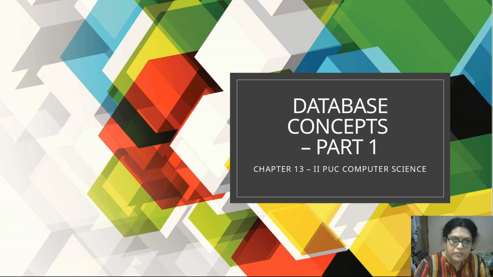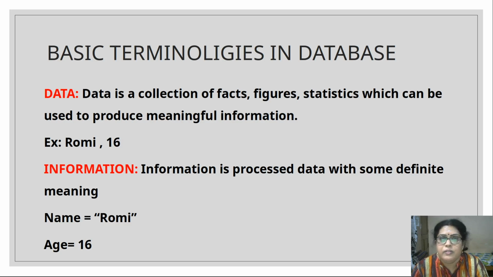So coming to this particular chapter, let's look at some of the basic terminologies used in databases. These questions are generally asked for 1 mark or 2 marks. So starting with, what is data? Generally we use data and information interchangeably. In our day-to-day use, we do not differentiate between data and information. But here we need to write the correct definition from the exam point of view. Data is defined as a collection of facts, figures, statistics, which can be used to produce meaningful information.